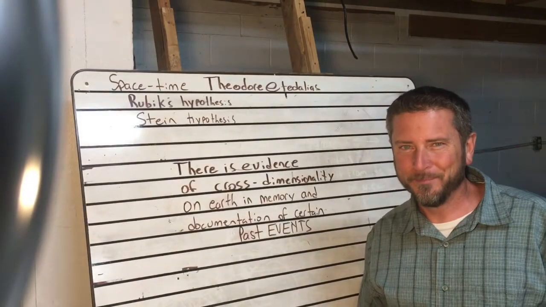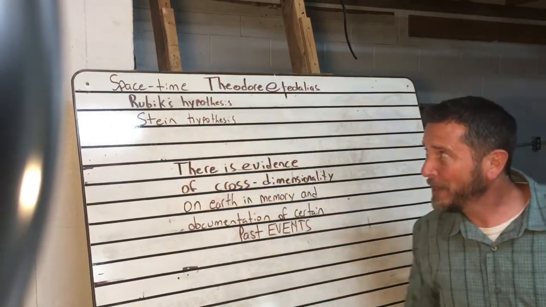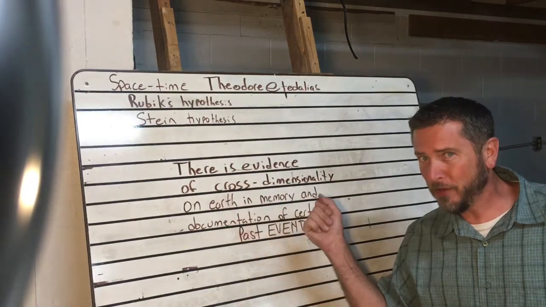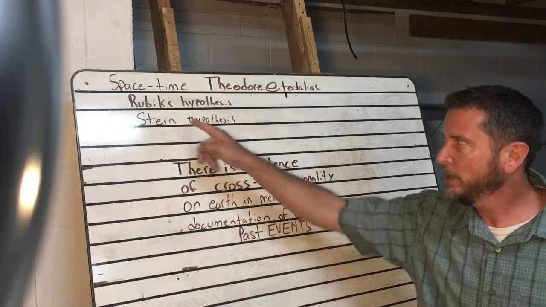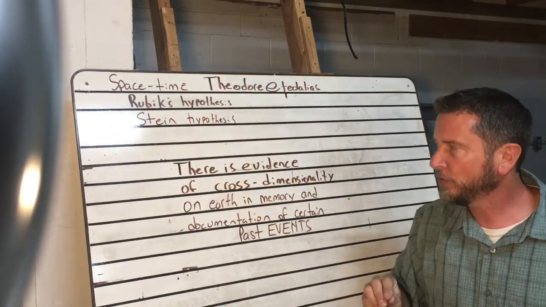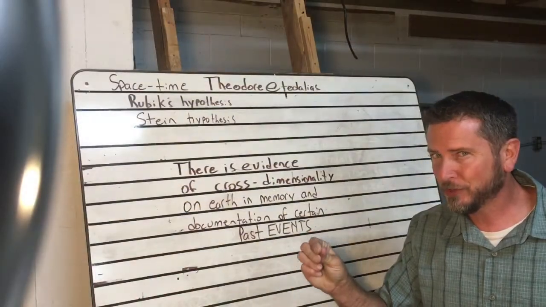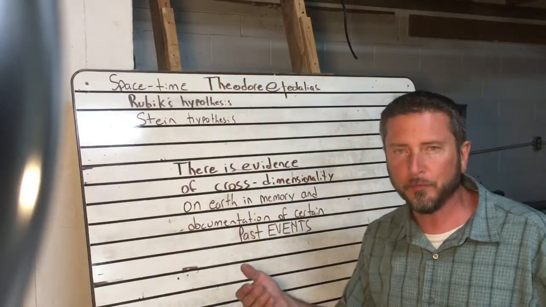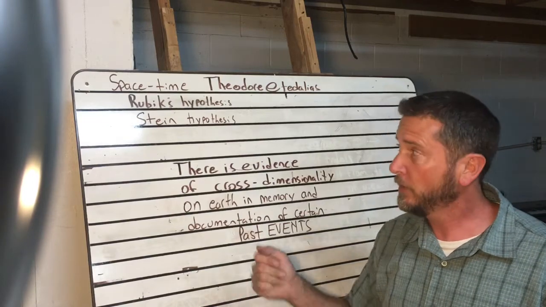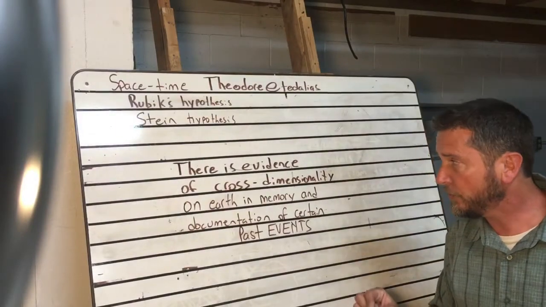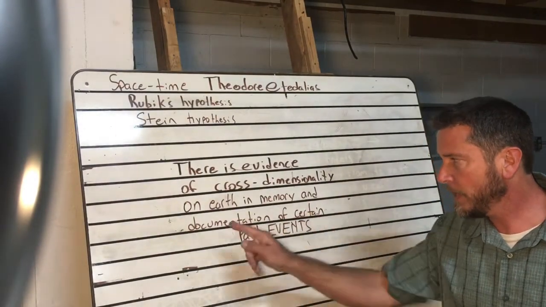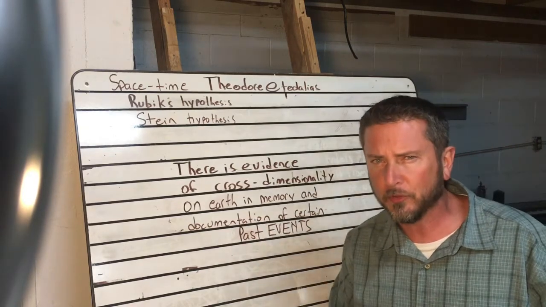Hi, Theodore here. I was doing a video on space-time when I discovered a broader perspective of the universe and our reality, which I hypothesize as the Rubik's hypothesis. But during this search, I came across something that I believe perfectly explains the Mandela effect, and I call this the Stein hypothesis. There is evidence of cross-dimensionality on Earth in memory and documentation of certain past events.